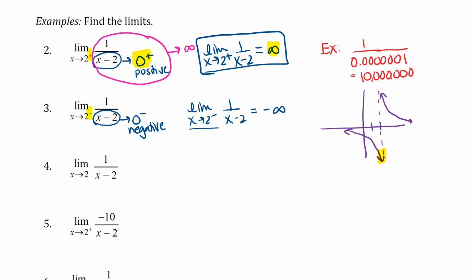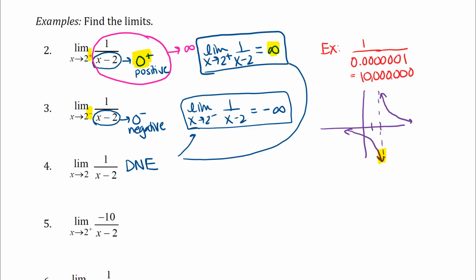That helps us answer example 4 here. This limit does not exist. Sometimes students say it does not exist because you cannot substitute in x equals 2, but that's not true. That's not what this is even asking about. The reason this limit does not exist is because the two one-sided limits are different.